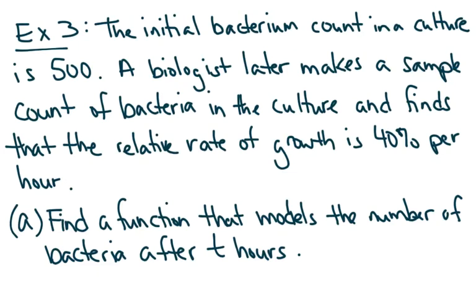So in problem 3, the initial bacterium count in a culture is 500. A biologist later makes a sample count of bacteria in the culture and finds that the relative rate of growth is 40% per hour. Find a function that models the number of bacteria after t hours. Well, it's going to be n of t is equal to 500 e to the 0.40 t. Remember, you got to change 40% into decimal form.